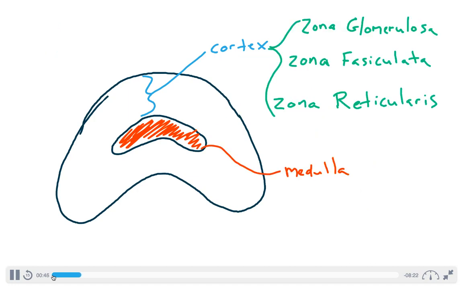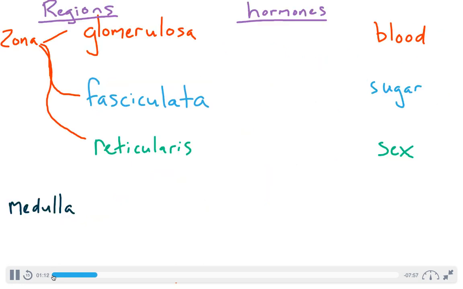Within the cortex, you have three anatomical regions. You have the zona glomerulosa, zona fasciculata, and the zona reticularis. And those are listed in the order going from the capsule, that would be on the outside of the adrenal gland, medial. So moving from outside in this case. Now, with each of those three regions, you're going to see subtle differences in the physiology as well. So let's take a look at those.